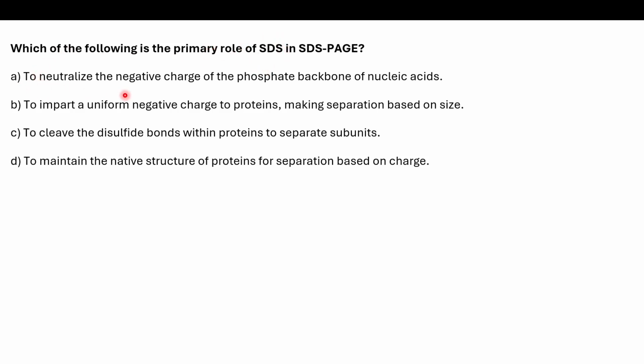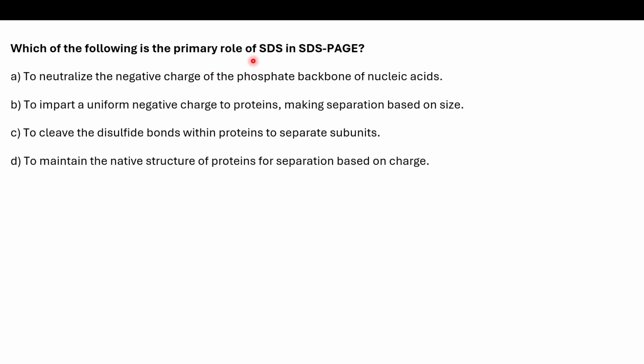Option A is to neutralize the negative charge of the phosphate backbone of nucleic acids. Option B, to impart a uniform negative charge to proteins, making separation based on size. Option C, to cleave the disulfide bonds within proteins to separate subunits. Option D, to maintain the native structure of proteins for separation based on charge. Native structure of proteins, no, this is a denaturant. It does not really maintain the native structure of proteins.